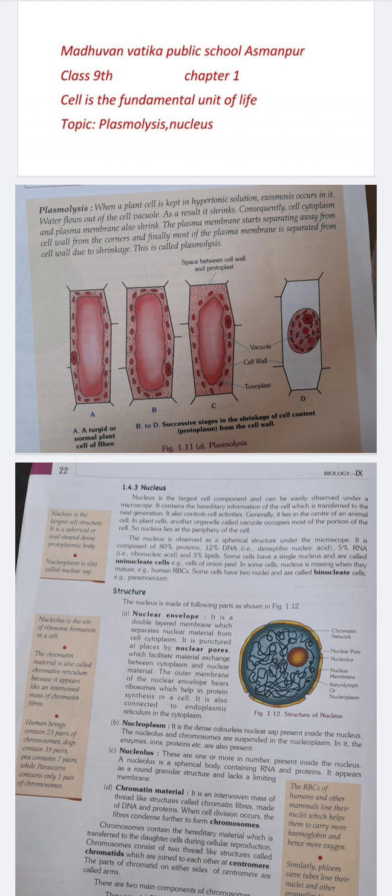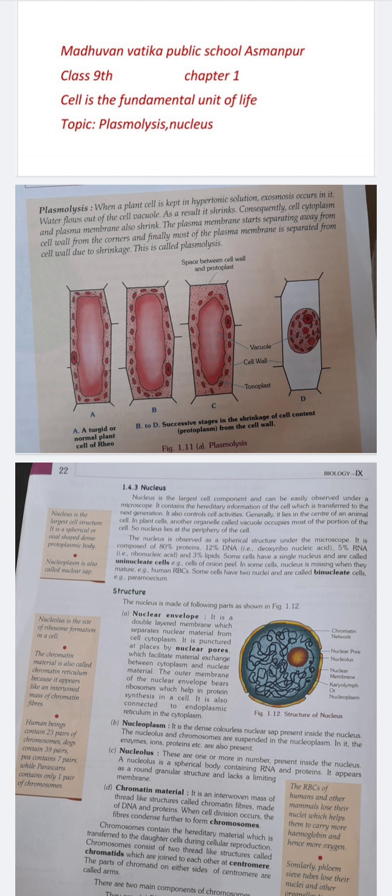Next, the structure of the nucleus. Firstly, the nuclear envelope. The outer covering of the nucleus is called the nuclear envelope. It is a double layered membrane which separates the nuclear material from the cell cytoplasm. It is punctured by nuclear pores. What is the function of the nuclear pores? They help in the exchange of material between the cytoplasm and the nuclear material.